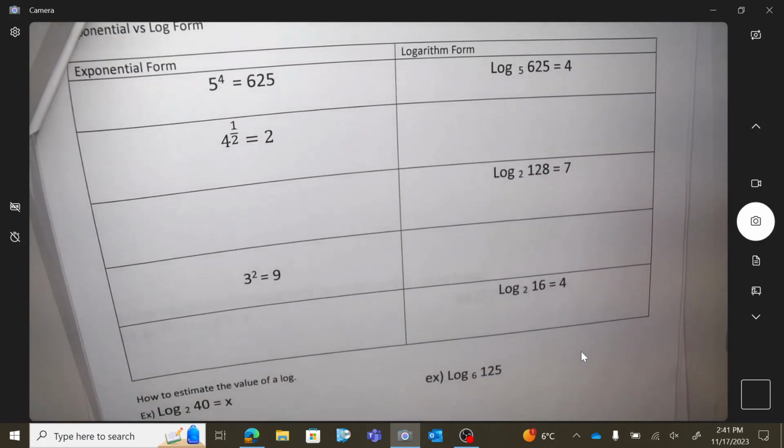Flip a few pages. There's a big graphing part, so we're going to skip graphing today.